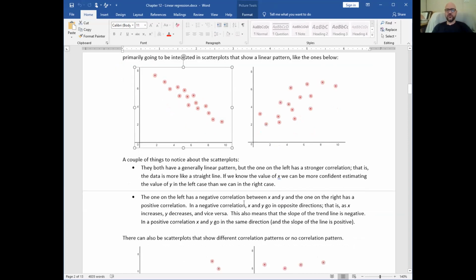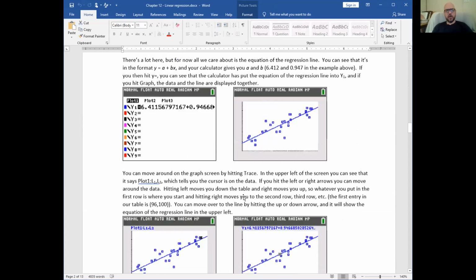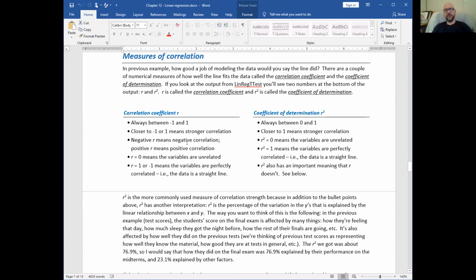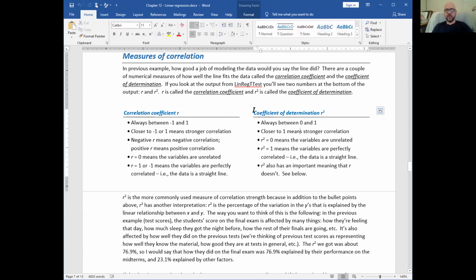Now we have numerical measures for that, called R and R squared. The correlation coefficient is R, and the coefficient of determination is R squared. They do roughly the same thing, except R squared does just a little bit more. In general, people usually use R squared to describe the strength of the relationship, and R is generally not used. I guess some people still use it, but I usually see R squared.